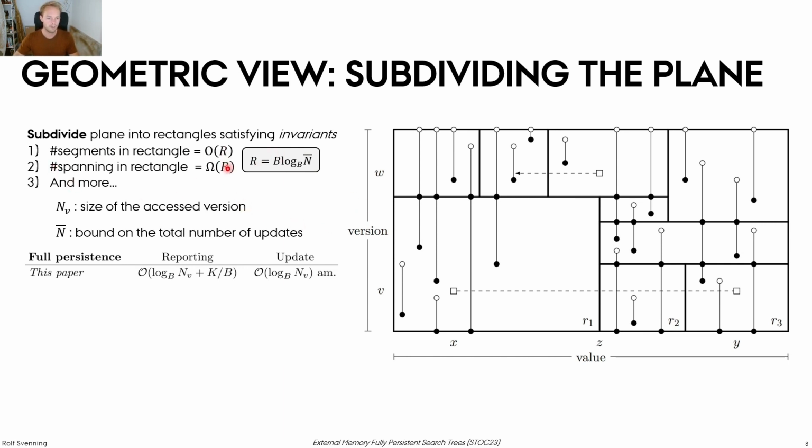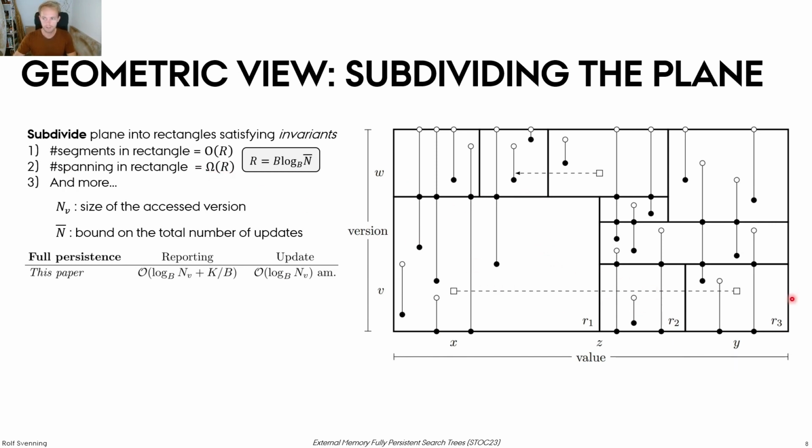The second invariant is needed for range queries. So for example, here we have a range query, and this invariant here says that the number of spanning segments in a rectangle should be at least a constant times r. And a spanning segment is simply a segment that spans from the bottom of a rectangle all the way to the top.